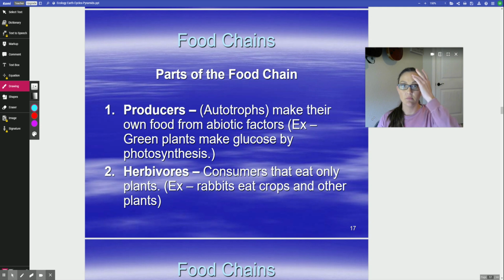Okay. So this is part 2 of food chains and food webs. Okay, so let's get into it. All right, what is a producer? A producer is an autotroph. What does that mean? Auto means self, and troph is energy. So it can provide energy for itself.